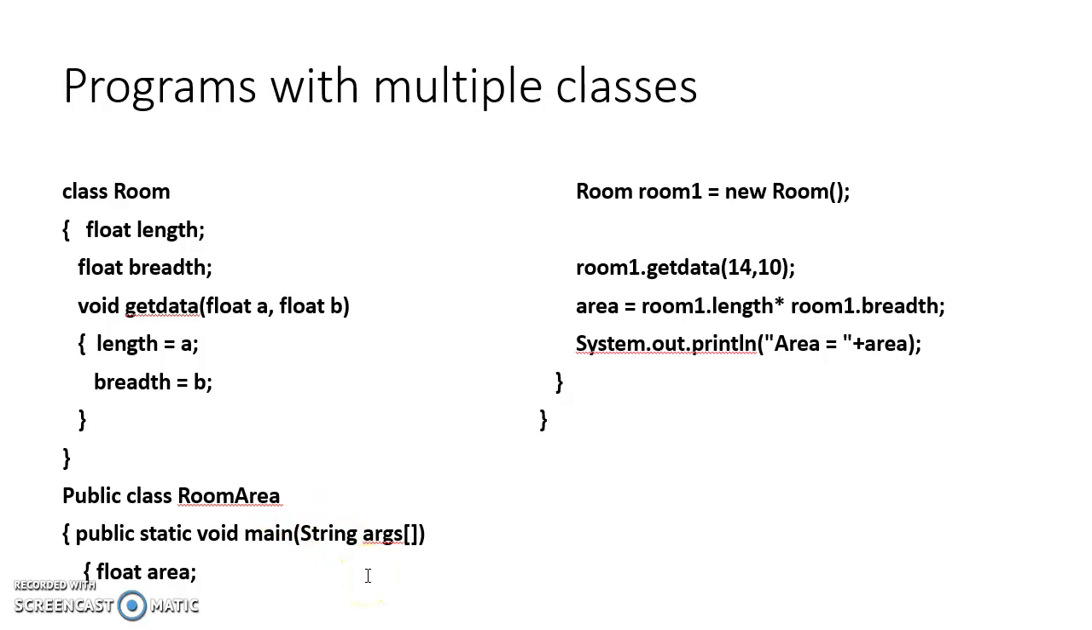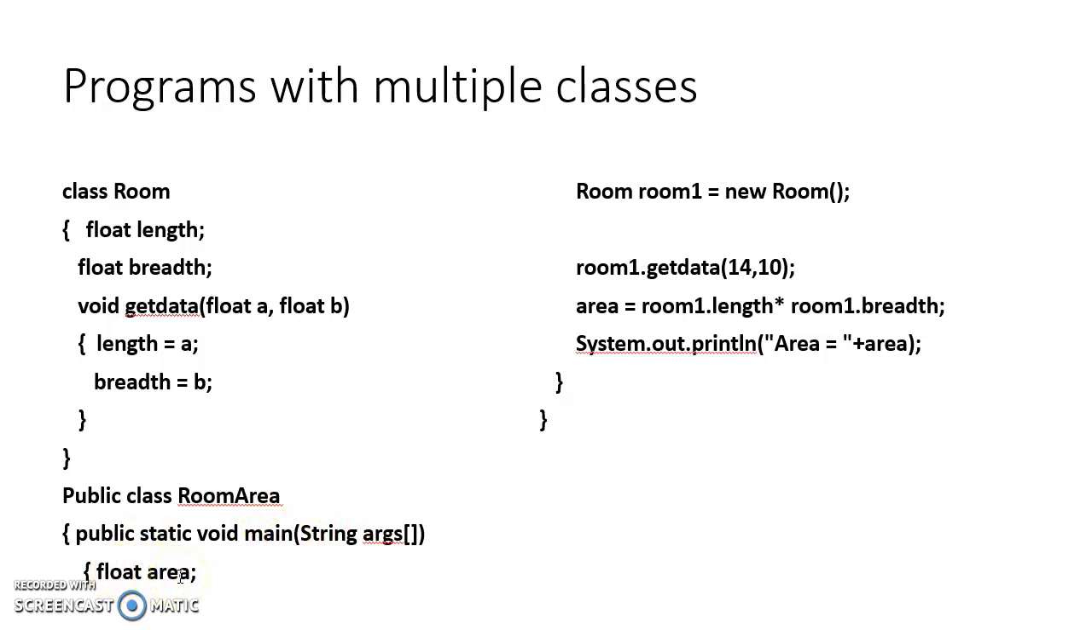So you can write a Java program with multiple classes, but one of the classes should carry the main function. That is an important thing. So you can have a program with two or three classes, or more than one class, but one of them should be carrying the main function. So as you see over here, you have this class called room area, which has got the main function.